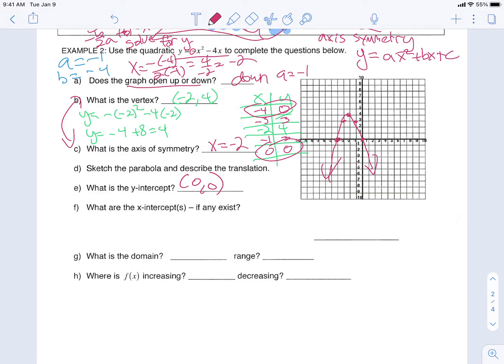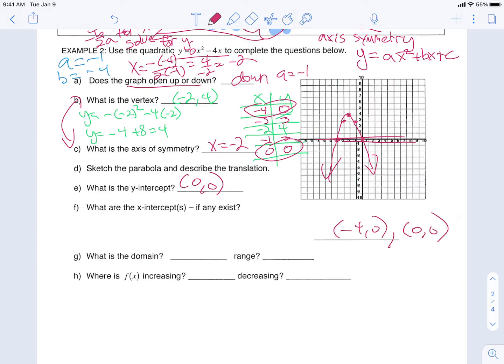What are the x-intercepts? There's going to be times when there's not x-intercepts. But please, I've had students do this before. They see the graph, they see it's clearly crossing the x-axis, and then sometimes they tell me there's none. No, there's none? Look at it. It's crossing the x-axis. There's 2 of them. So what are they? Well, they're -4, 0, and 0, 0.